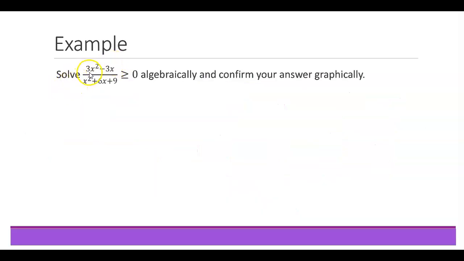In this example, we want to solve 3x squared minus 3x all over x squared plus 6x plus 9. When is that greater than or equal to 0? Algebraically. And then we're going to confirm our answer graphically.